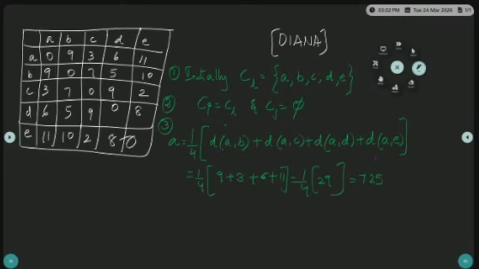Okay. Now similarly, you have to find for B. B comma A, B comma C, B comma D, B comma E. Like that, find out for B, C, D and E. Here we are finding dissimilarities.